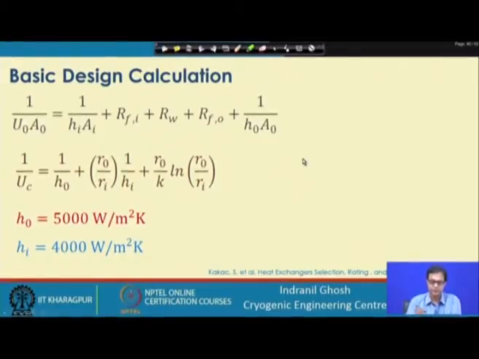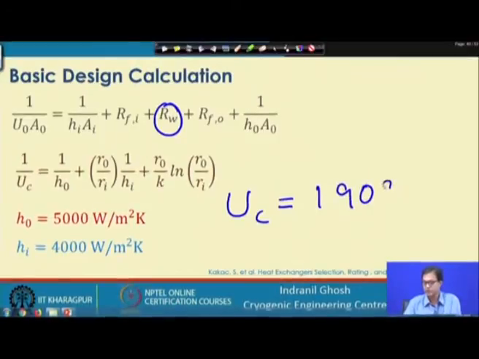Here in this case, as you can see, this part is not there. So, when this part is not there, the corresponding R value is not appearing here, and in this case, all the other parameters being known, we can try to find out U_C, and this will come out to be 1908.09 watt per meter square Kelvin.